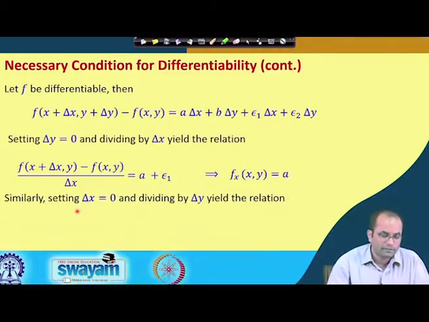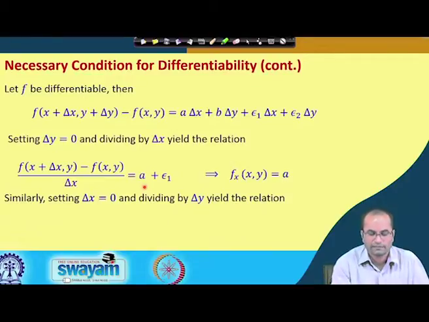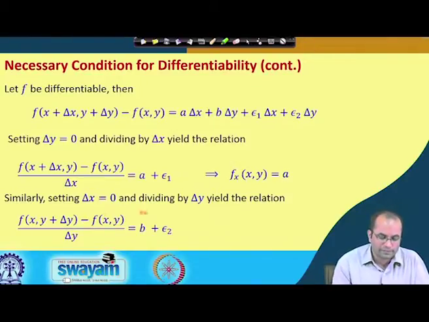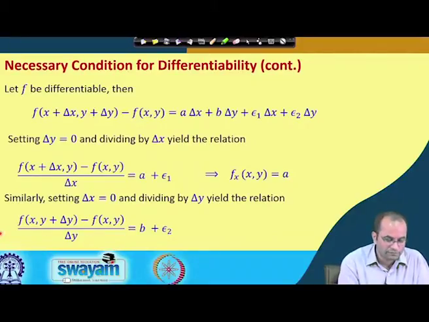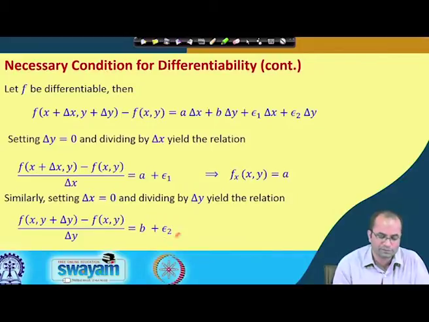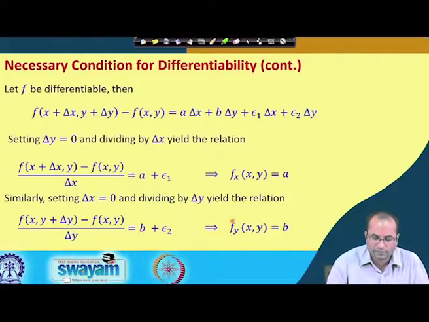And now, similarly, we can set delta x to 0 and then divide by delta y, and again take the limit as delta y goes to 0. So we will get that f_y(x, y) is equal to b. If we take this limit, the right hand side will be just b because epsilon 2 will go to 0 as delta y goes to 0. So in this case we will get that the partial derivative with respect to y at (x, y) is equal to b.